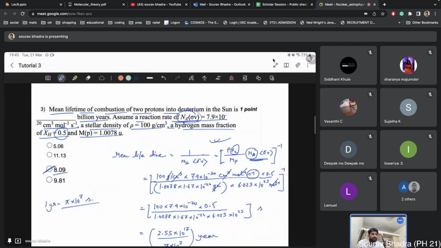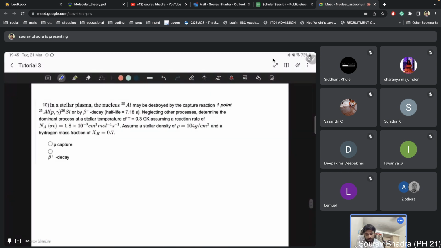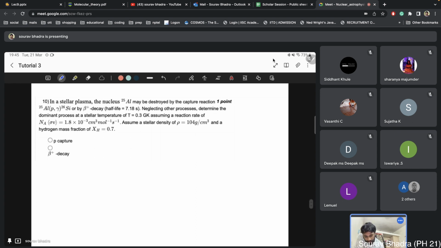Okay, so mean lifetime we have calculated. Now coming to this problem, this has been done in class, but I will just write it. You can see that in a stellar plasma the nucleus 25 Al can go through proton capture and create the 26 Si nucleus, silicon, and another process is that 25 Al will go through beta decay. I am not writing the total equation.